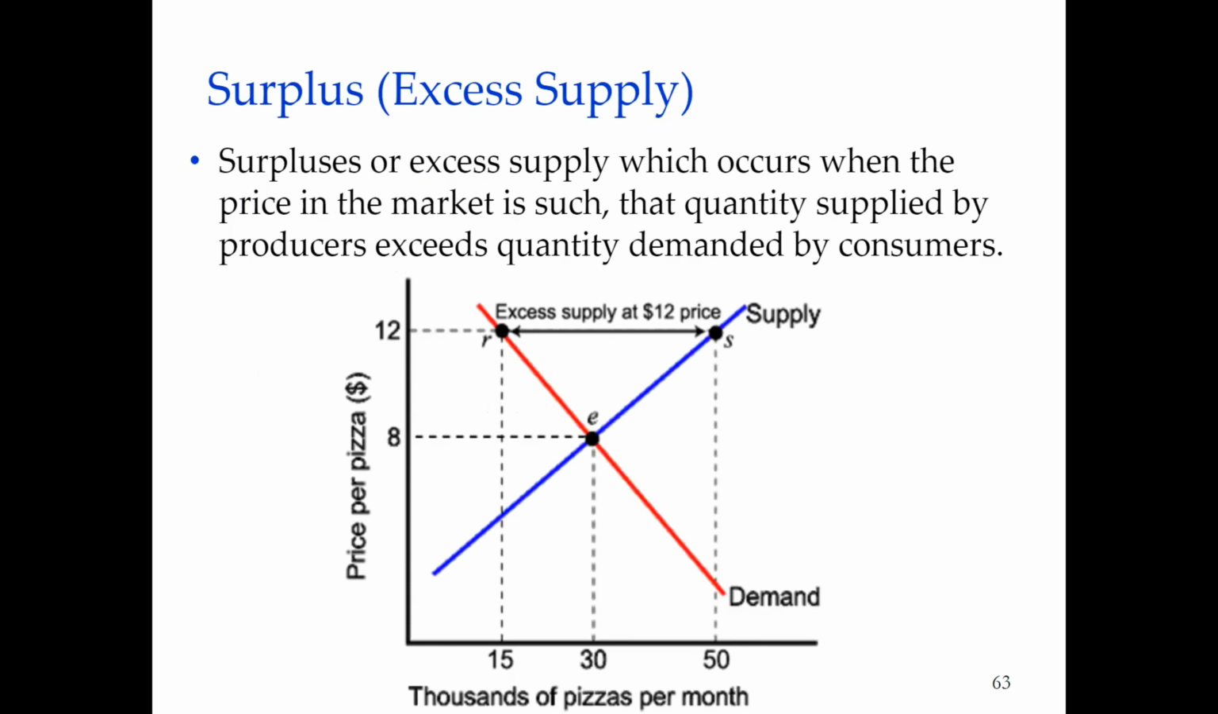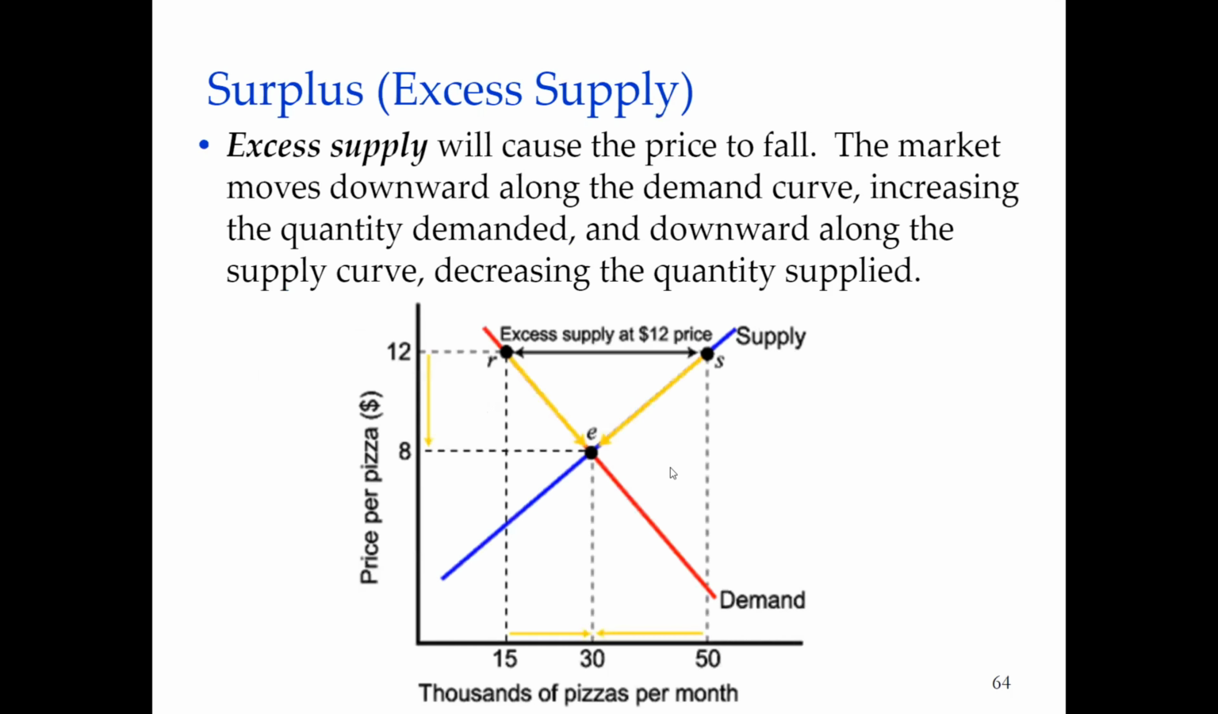Surplus, that is, there's excess supply. Surpluses, or excess supply, occur when the price in the market is such that quantity supplied by producers exceeds quantity demanded by consumers. And the graph shows it right here. There is excess supply at price 12. Excess supply will cause the price to fall. The market moves downward along the demand curve, increasing the quantity demanded, and downward along the supply curve, decreasing the quantity supplied.